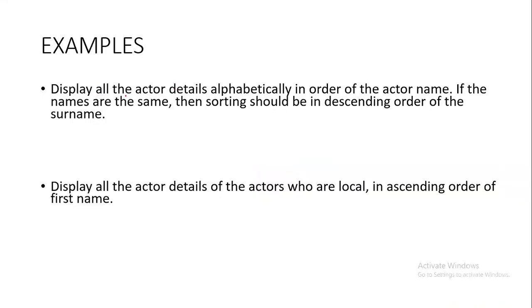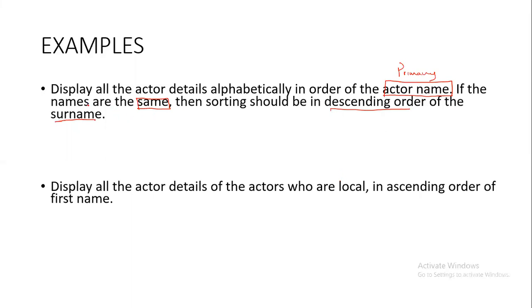Here, display all the actor details alphabetically in order of the actor name. If the names are the same, so they're telling us if we have 2 actor names that are the same, then we need to sort in descending order of the surname. You'll notice that the sorting primarily needs to take place on the actor name. That is my primary key, where sorting will take place on the actor name.